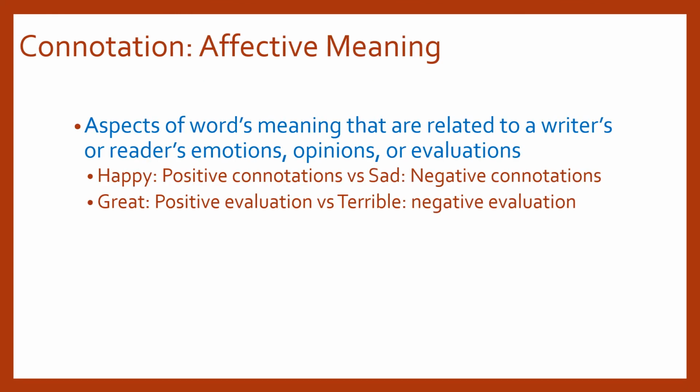And then there's another relation, what we call the connotation. So, for example, when you want to do sentiment analysis, often we try to look for words which reflect a positive or negative sense. The connotation is the aspect of the word meaning which deals with the writers' or readers' emotions, opinions, or evaluations.